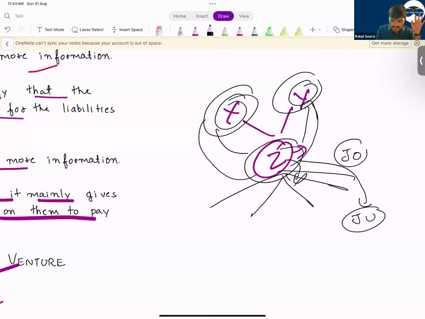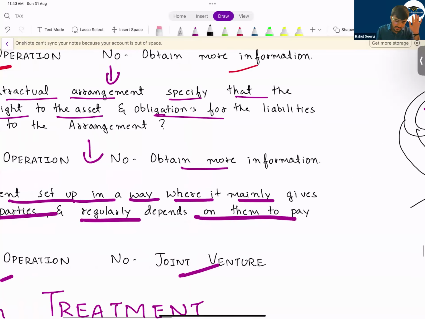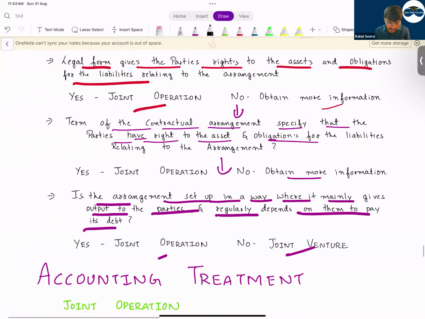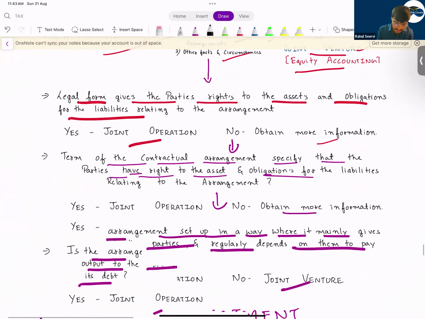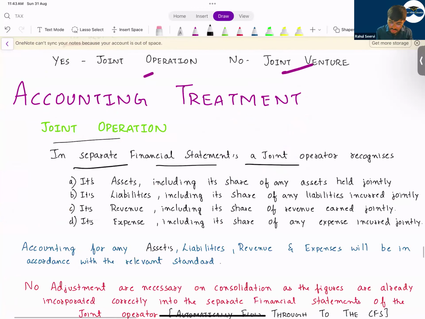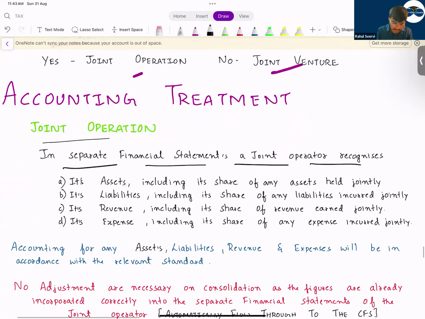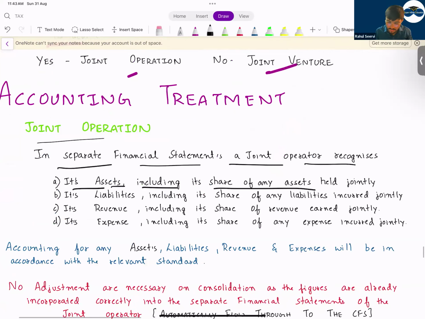The examiner will ask the third point only. So I hope this is clear. Now accounting treatment for joint operation. In separate financial statements, a joint operator recognizes its assets, including its share of any assets held jointly.